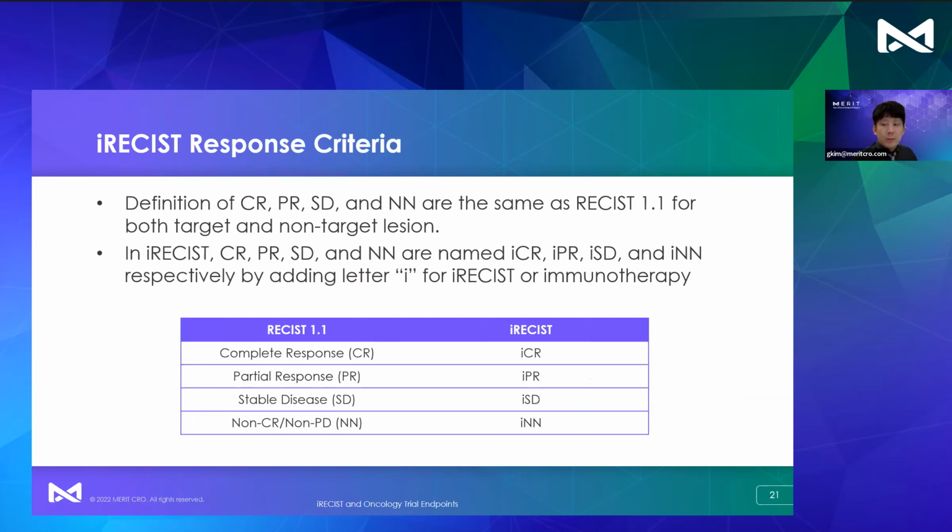For the iRECIST response criteria, the definitions of CR, PR, SD, and NN, the non-CR, non-PD for the non-target response, stay the same as RECIST 1.1. But the nomenclature has slightly changed. In RECIST 1.1 these abbreviations are denoted as CR, PR, SD, and NN. For iRECIST, we just add the letter I in front of each abbreviation to denote iRECIST, or immunotherapy.